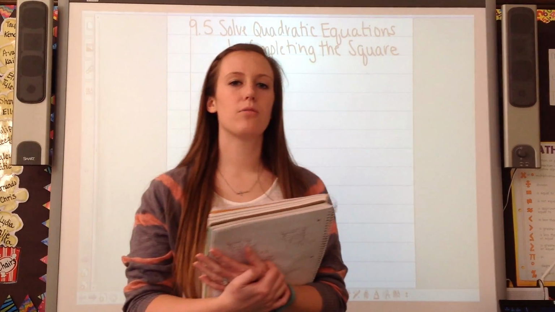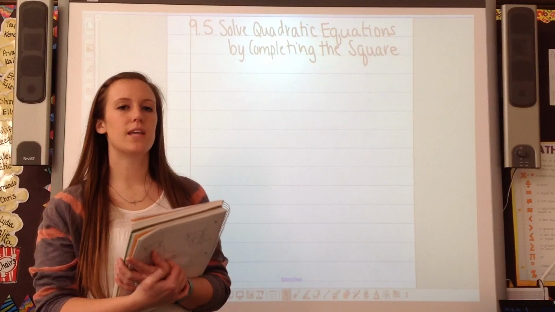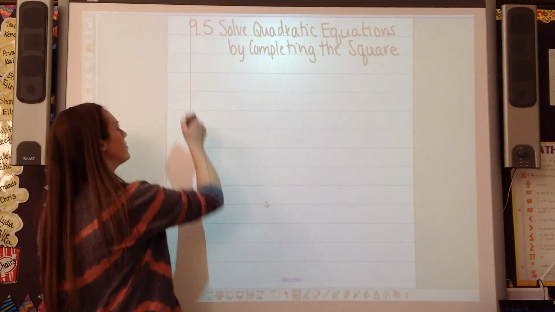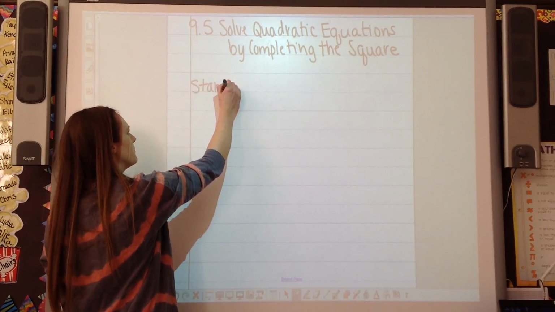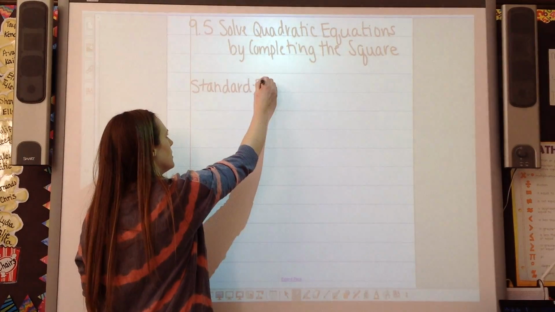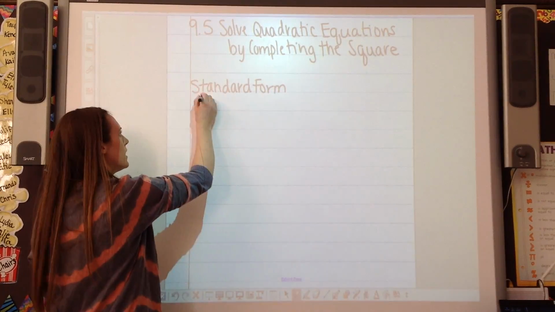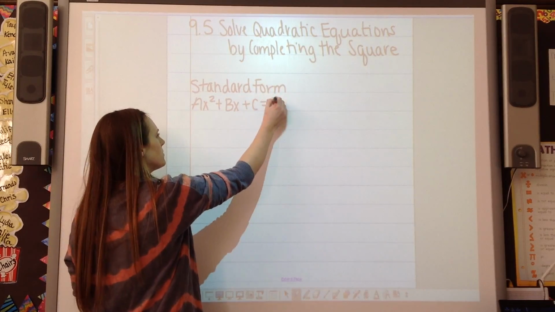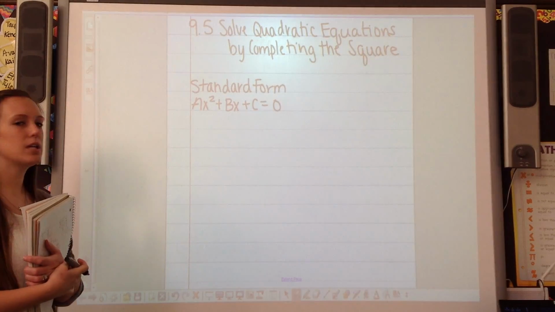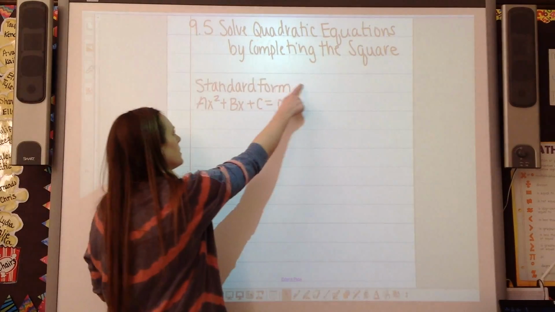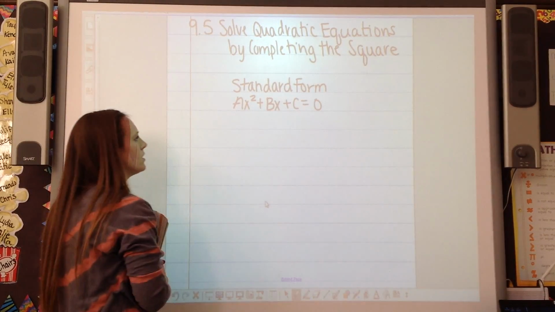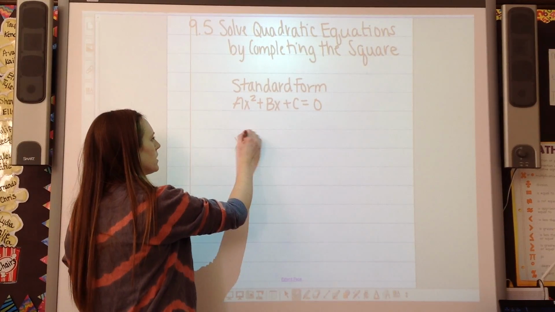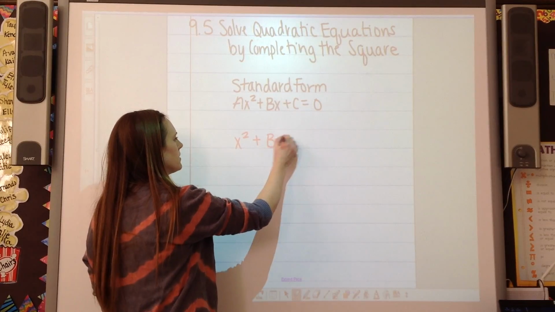We continue to solve quadratic equations with a different method in this lesson, and that method is completing the square. We're used to seeing the quadratic in standard form, and that is ax squared plus bx plus c equals 0. Well, when we're completing the square, you need to put it in a different form. And that form is going to look like this. X squared plus bx equals c.